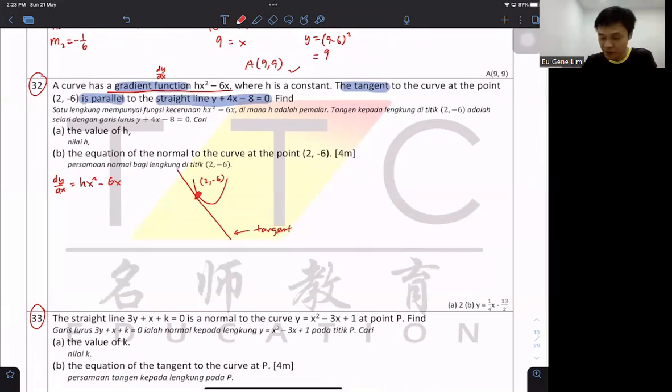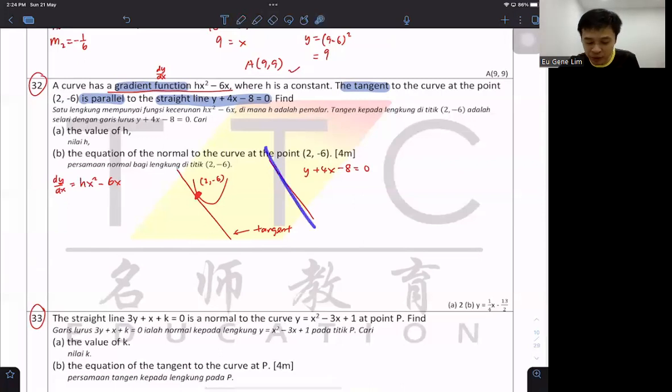Now the question says the tangent is parallel to another line. Where is another line? Simply somewhere else. Maybe here. So this another line is y plus 4x minus 8 equals 0. This line has nothing to do with the curve. It is just simply another line that happens to be parallel with the tangent. Understand?